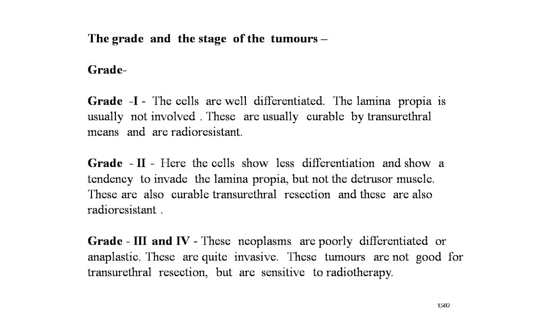Grade 2: here the cells show less differentiation and show a tendency to invade the lamina propria but not the detrusor muscle. The tumors are larger than grade 1 tumors and have a wider base. These are also curable by transurethral resection and are also radio resistant.